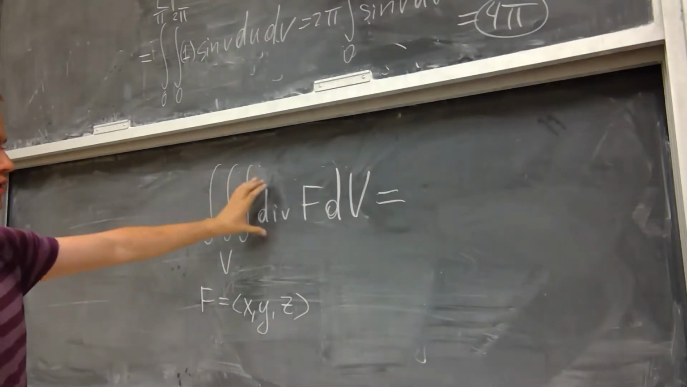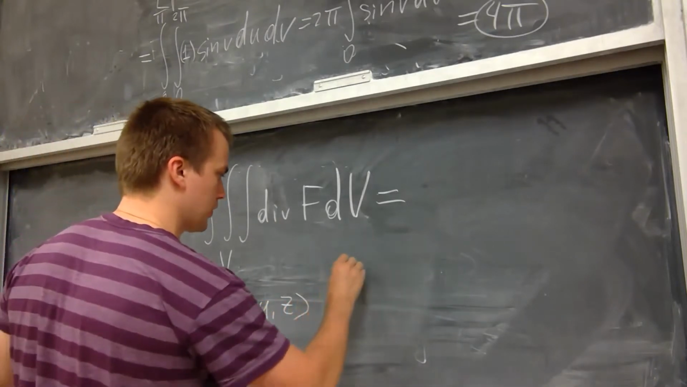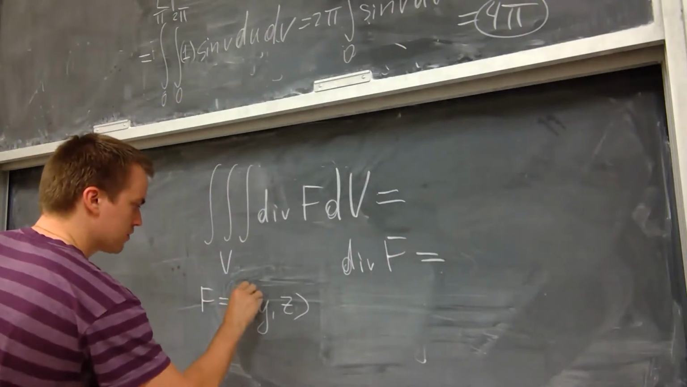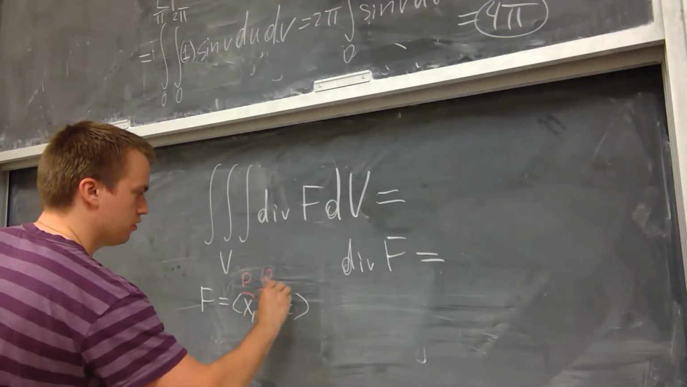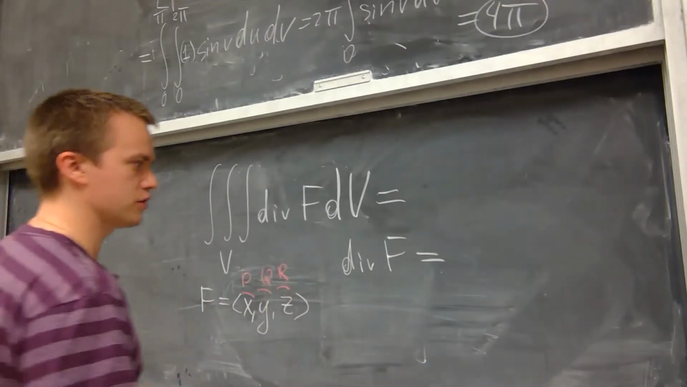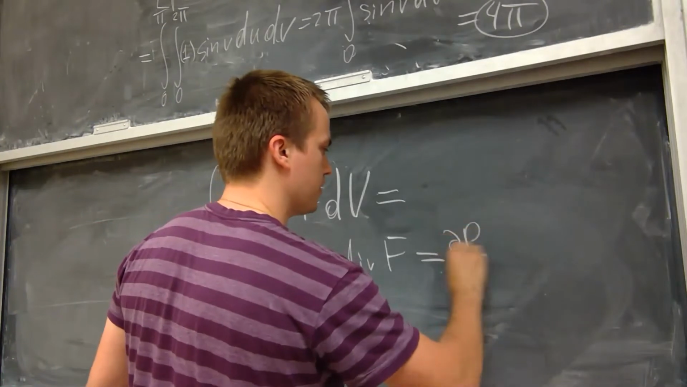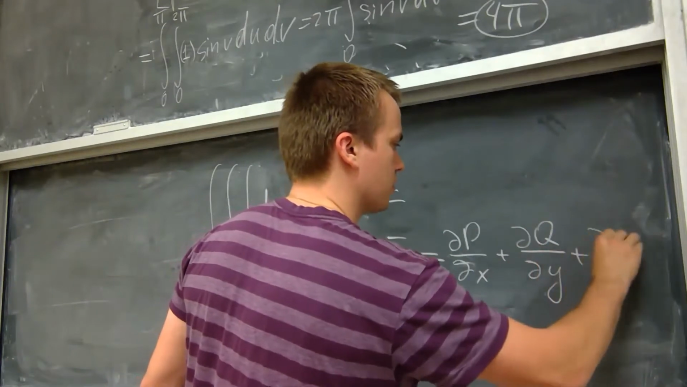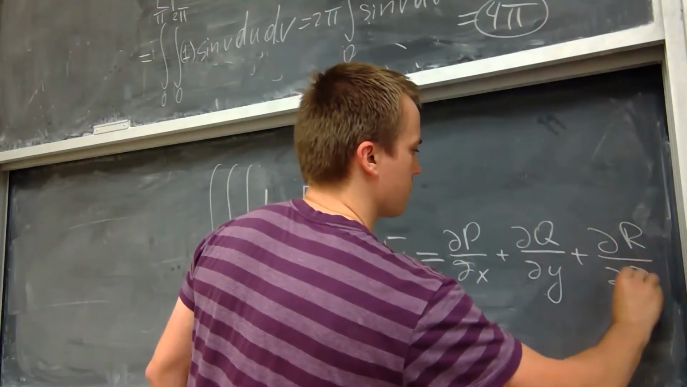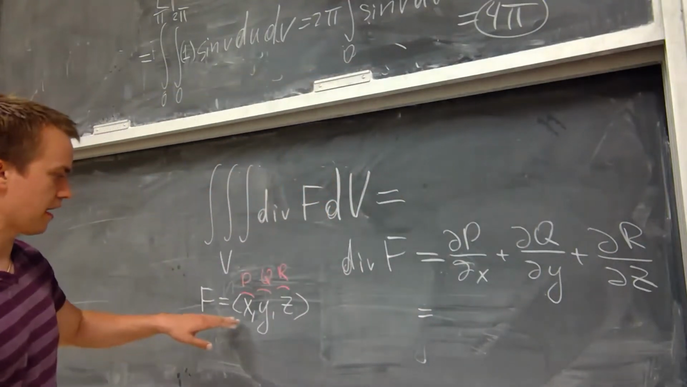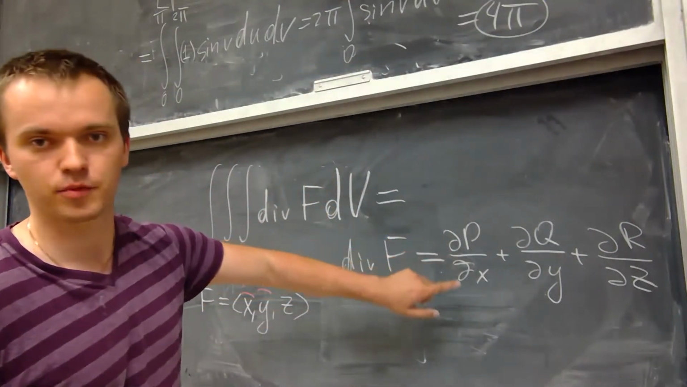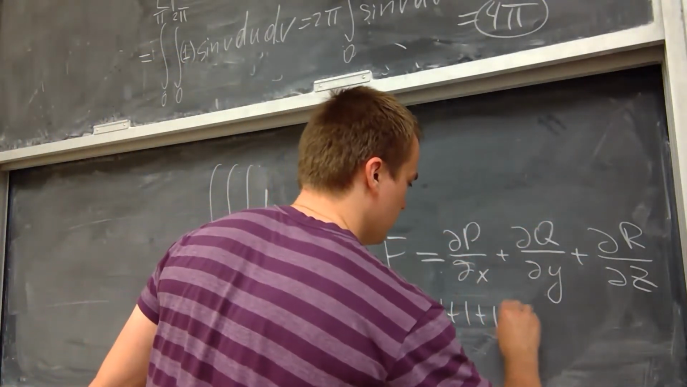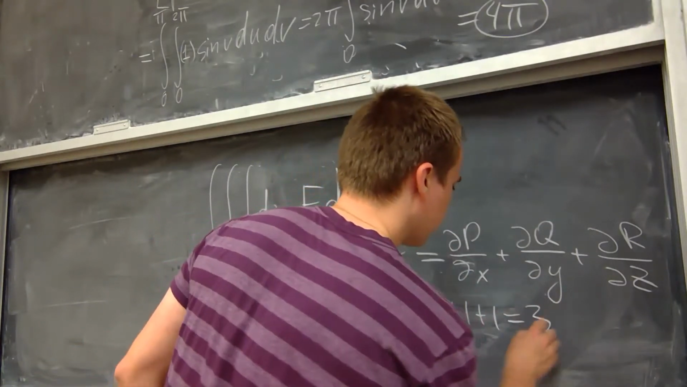And if you don't know the definition of divergence, it's not a problem. I'm going to just show it right away. Divergence of f equals, if my first component is p, my second component is q, my third component is r, the divergence of f is going to be just partial of p with respect to x, plus partial of q with respect to y, plus partial of r with respect to z. And since I have x, y, and z, the partial of x with respect to x is 1, 1, 1. So divergence is going to be 1 plus 1 plus 1 equals 3.